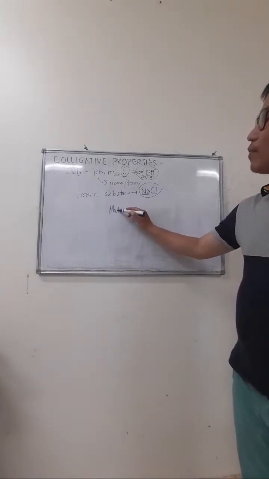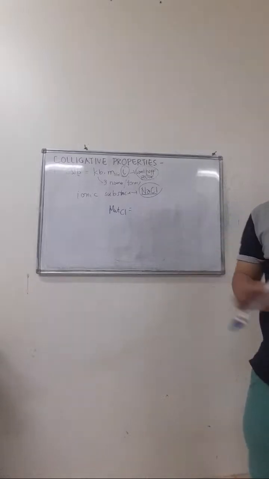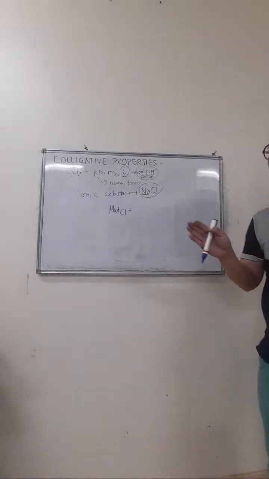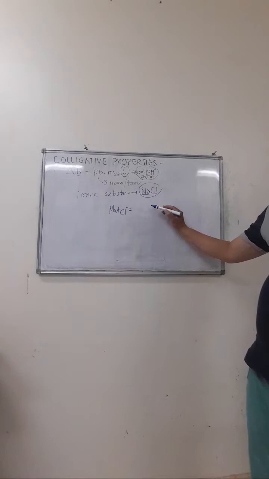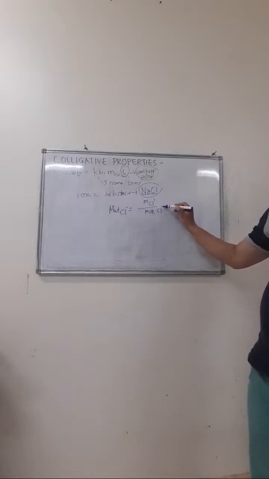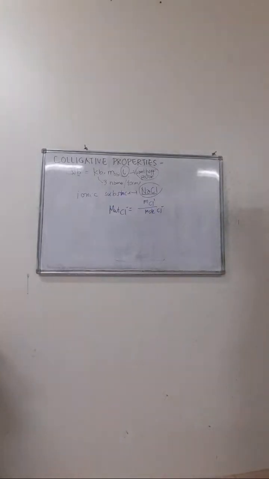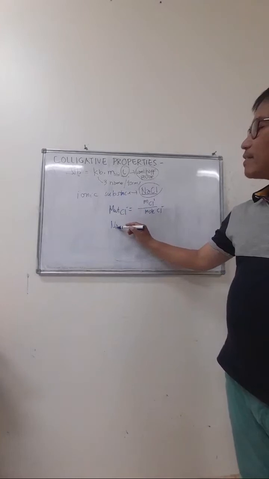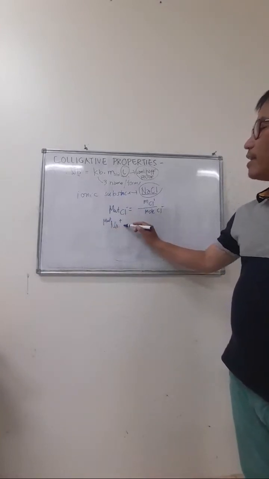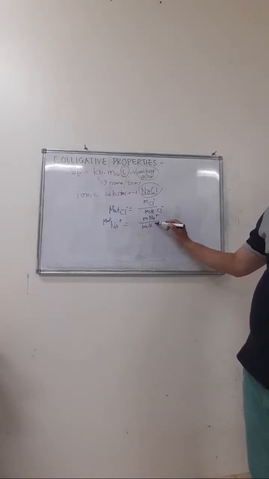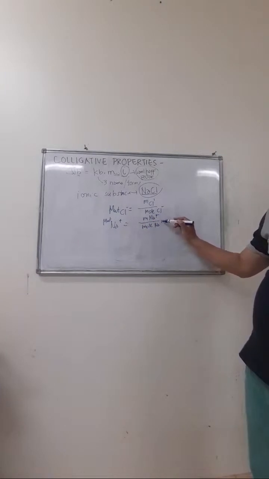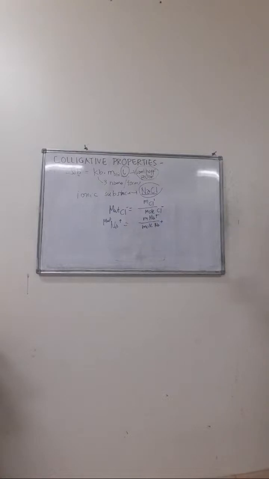molecular weight of chloride. You will never use chlorine. You got the point? So this is molecular weight of chloride is equal to the mass of chloride over the moles of chloride. Right? And then sodium positive molecular weight, you will say mass of sodium positive over moles of sodium positive. Like that. Okay, now, is this true or correct?